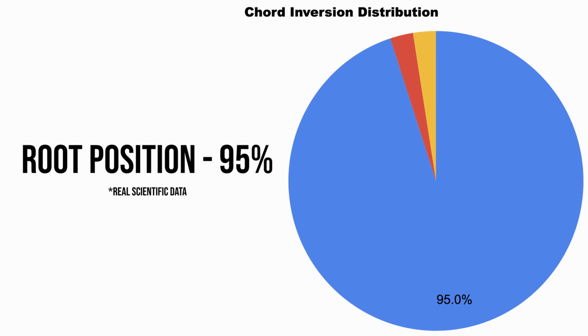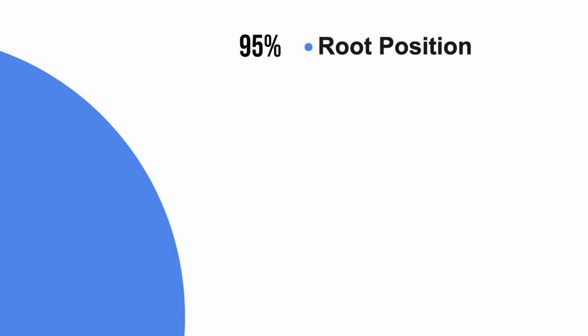In mainstream music, 95% of chords are in root position, with the other 5% being divided between first inversion chords and bass players making mistakes.